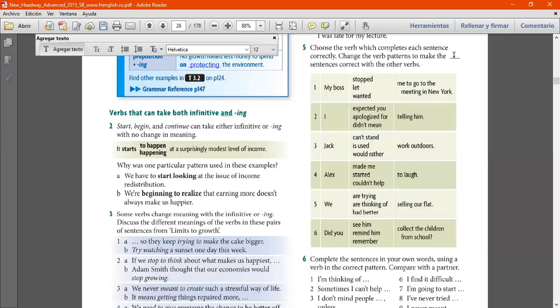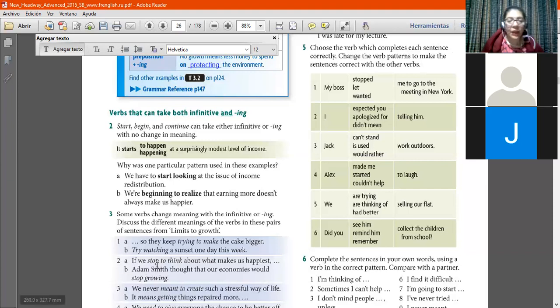Okay, so your analysis. Let's see. It says the first one: we have to start looking at the issue of income redistribution, and we're beginning to realize that earning more doesn't always make us happier. So why was one particular pattern used in this example?